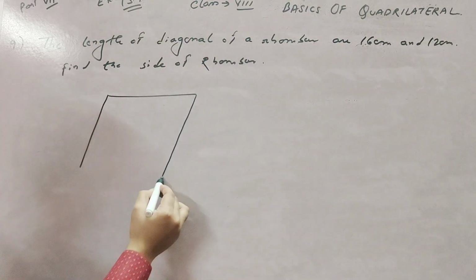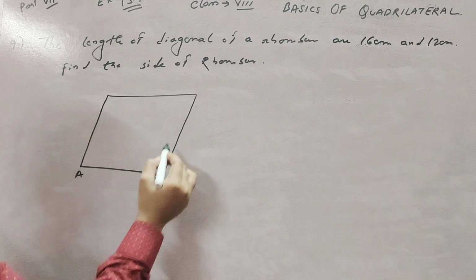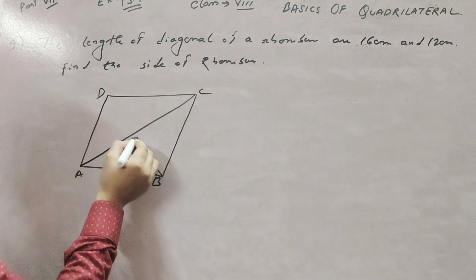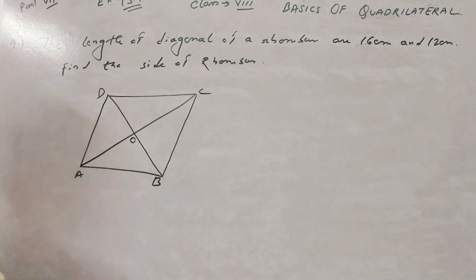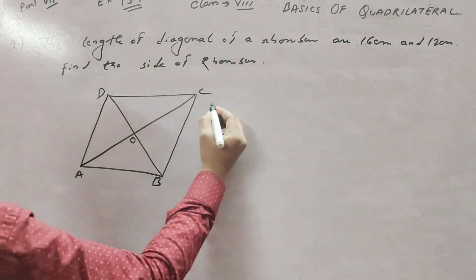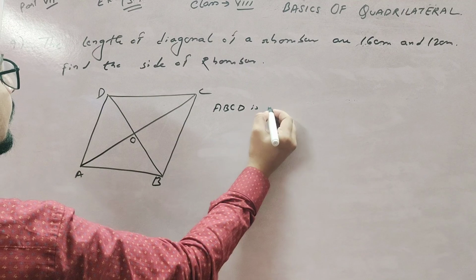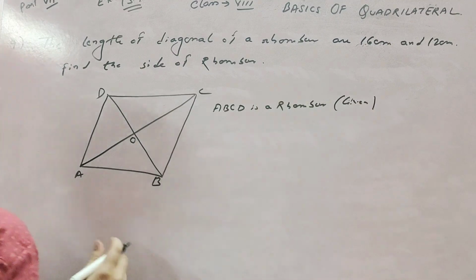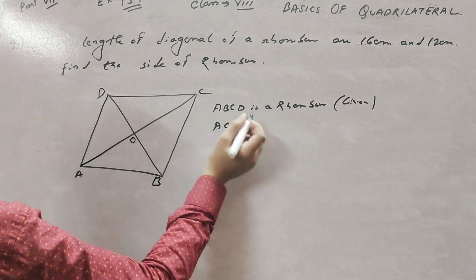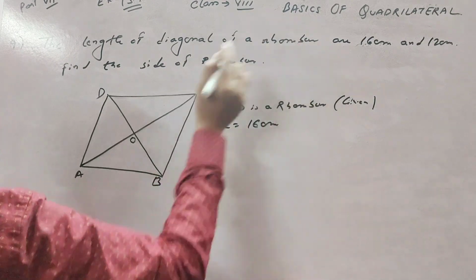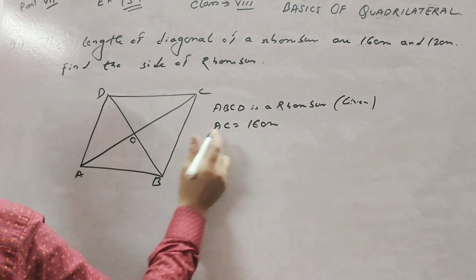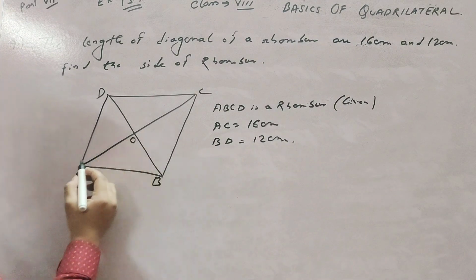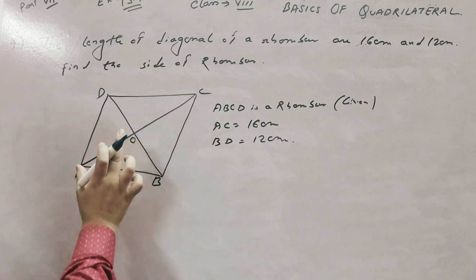Okay, this is your rhombus, that is A, B, C, D, and two diagonals AC and BD bisect at O. So ABCD is a rhombus, given. Okay, AC equals 16 because the length of a diagonal, suppose AC is 16 and BD equals 12, is given.